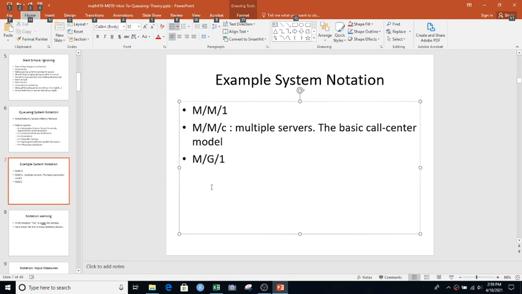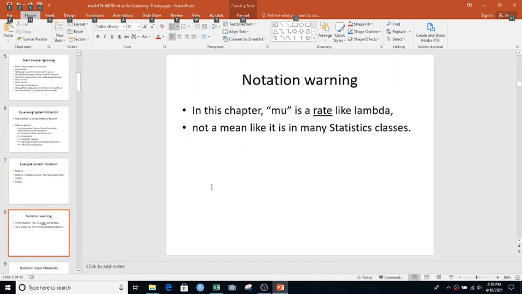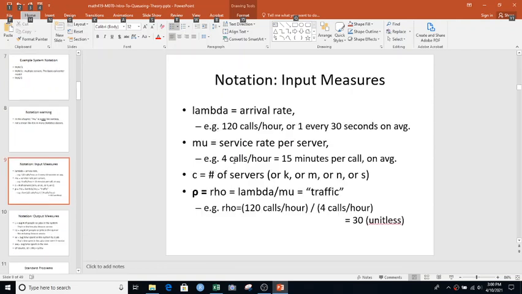Let's talk about the basic parameters: how do we describe the rates at which things are happening in a queuing system. We're going to use mu to be a rate like lambda, like services per hour, rather than a mean service time like it might be in many statistics classes, so that's something to keep in mind. For our input measures, we usually think of the arrival rate, like 120 calls per hour, and we call that lambda. We think about the service rate per server, and we call that mu. So we might say I have 120 calls per hour, which would be 2 per minute or 1 every 30 seconds on average. If a server by themselves could handle 4 calls per hour, that would be about 15 minutes per call on average. The number of servers, sometimes we call it C, sometimes K or M or N or S, it just depends on who the author of whatever paper you're reading is.